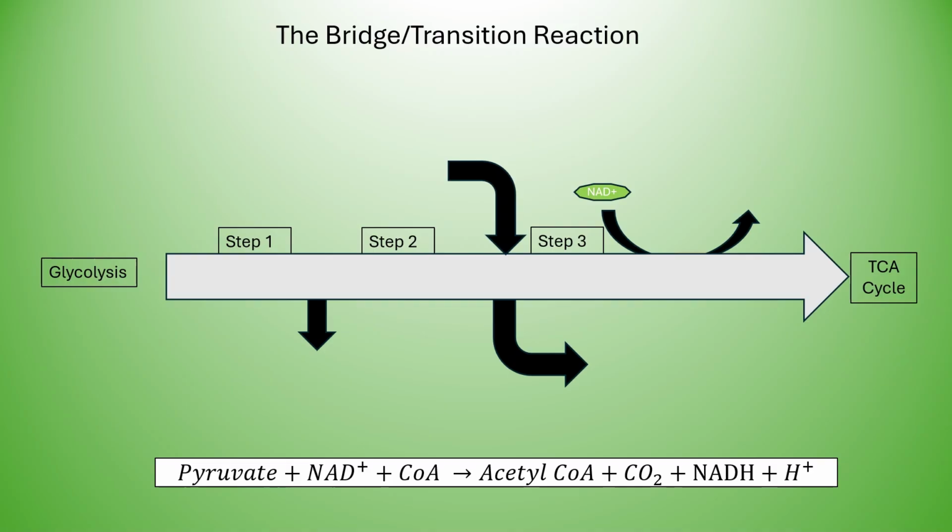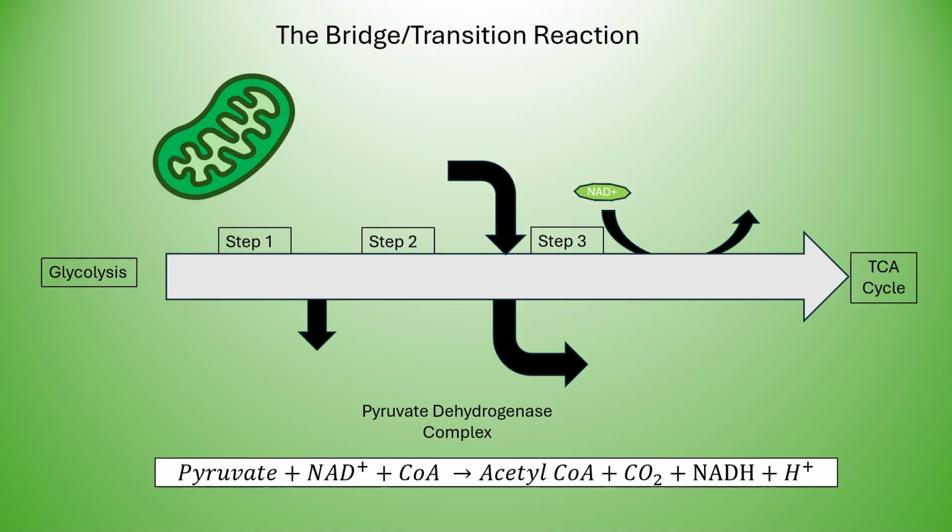At the high school level, it's a very simple three-step reaction. Remember that glycolysis was done in the cytoplasm of the cell and needed 10 enzymes. Well, the bridge reaction occurs in the matrix of the mitochondria, and it's entirely catalyzed by the pyruvate dehydrogenase complex.